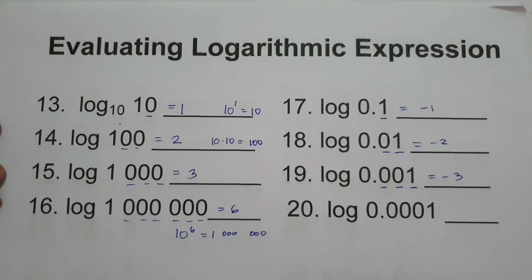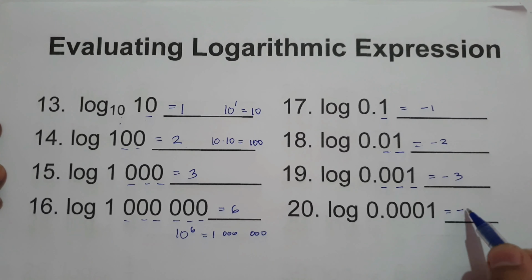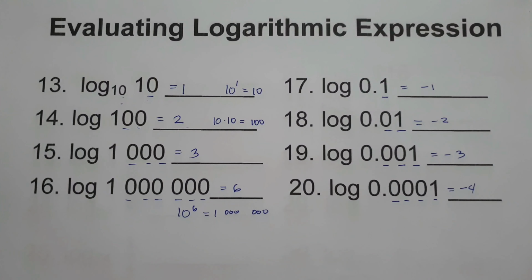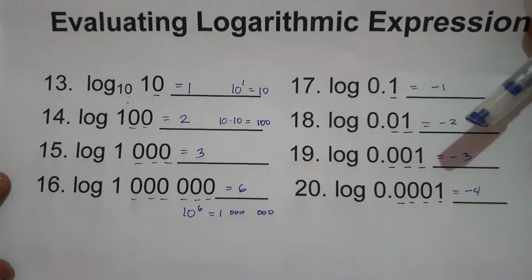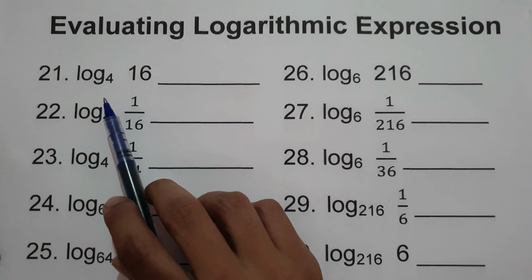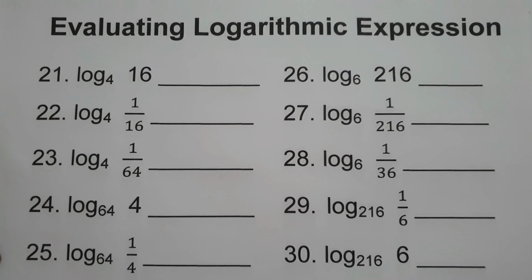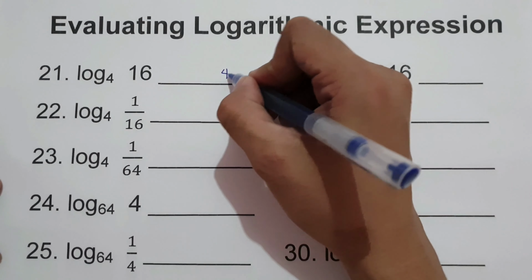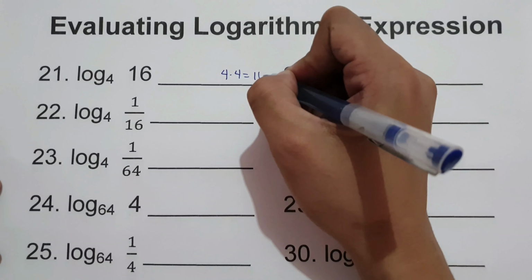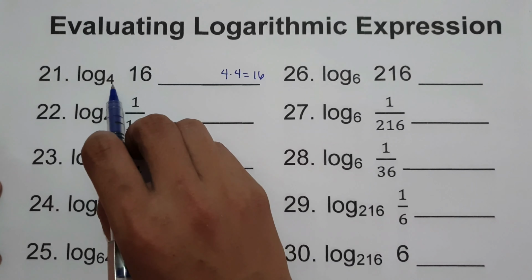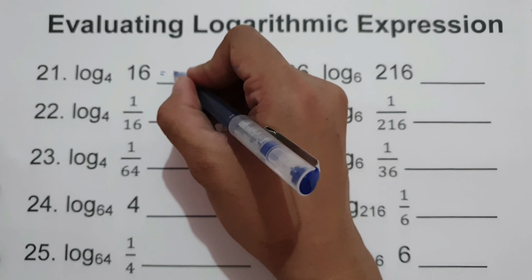Then number 20, we have log 0.0001, that is negative 4. That is 1, 2, 3, 4. So let's have another example. Log 16 to the base 4. 4 to what power is 16? We all know that 4 multiplied by 4 is 16. Therefore, log 16 to the base 4 is 2.